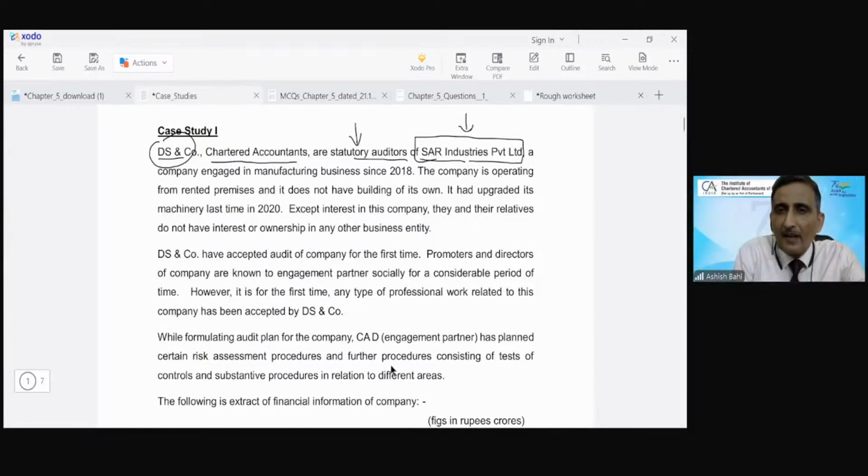When you read the case study, always underline the name. It would highlight to you that the auditee client is a private company, so you know its legal structure and organization. It is a company engaged in manufacturing business since 2018. Highlight and underline the important words, that the company has been in business since 2018.